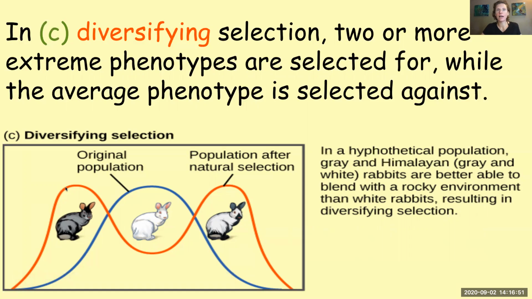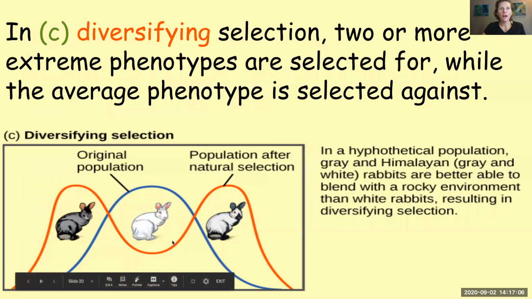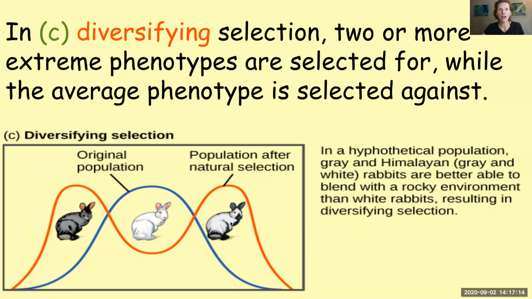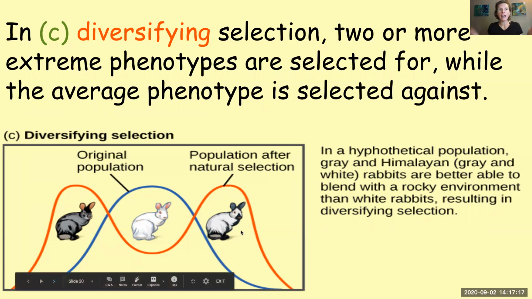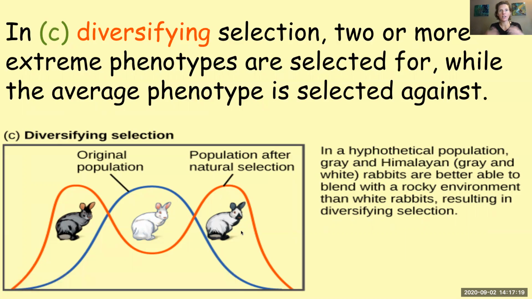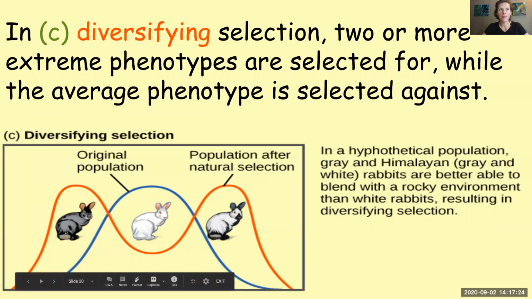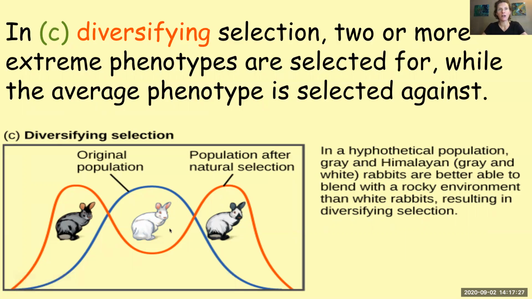In this scenario, you have this hypothetical population. Gray and Himalayan rabbits are better able to blend in with a rocky environment than white rabbits, resulting in diversifying selection. That means if you're white and you are born in this rocky environment, you're at a disadvantage. But if you are either of these other two, you have equally advantageous fur. So that's a diversifying population. They both have a higher fitness compared to the white rabbit.